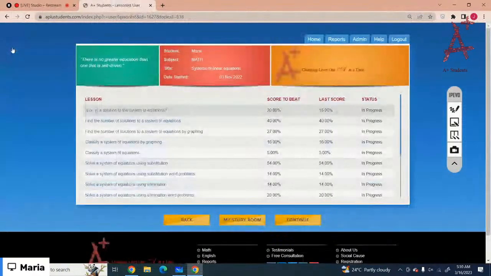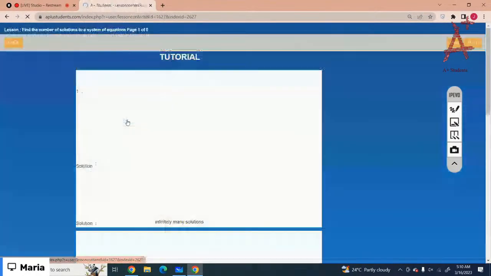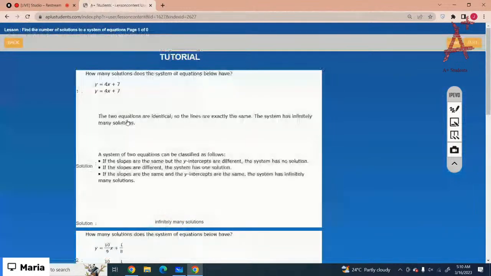Okay, the next one is find the number of solutions to a system of equations. Let's start with this lesson. How many solutions does the system of equations below have? As you can see, the two equations are identical. That means the lines are exactly the same. The system has infinitely many solutions.